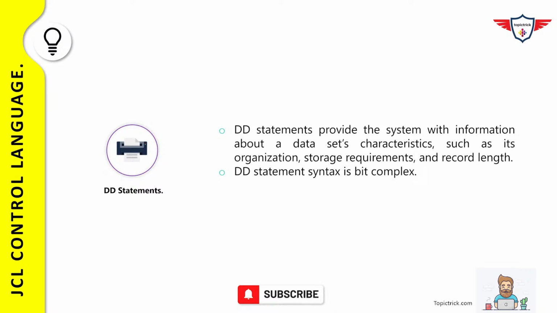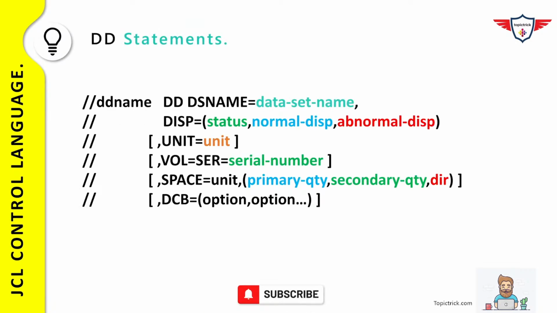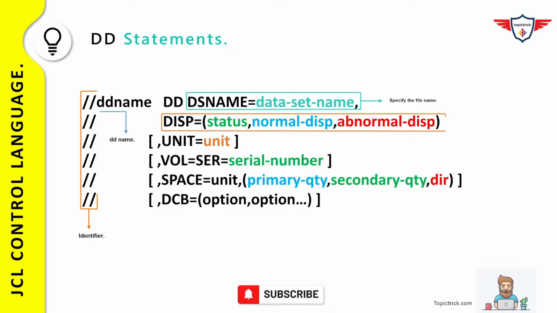Now let's focus on the different parameters that you generally include when you're writing a DD statement. The syntax of a DD statement begins with an identifier. Then you have the DD name, which is actually a symbolic name of a dataset that you are accessing in your program. After that, you have DD as an operation field, and then you have DSN name. The DSN name is used to specify the file dataset name.